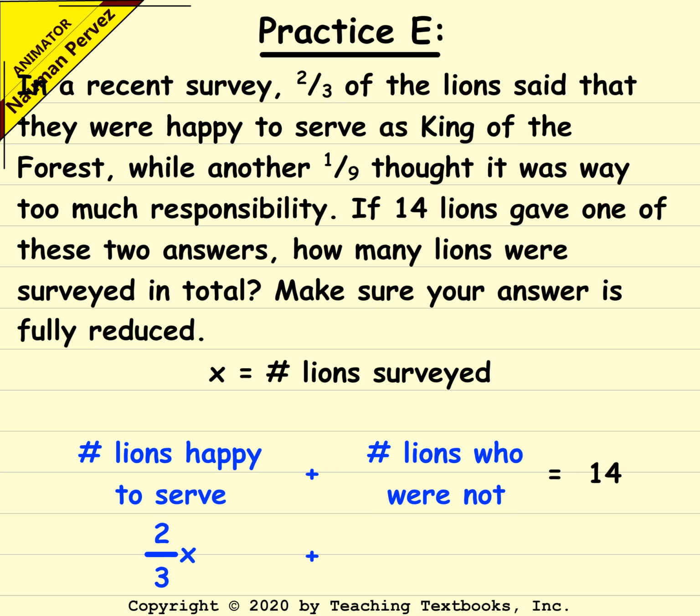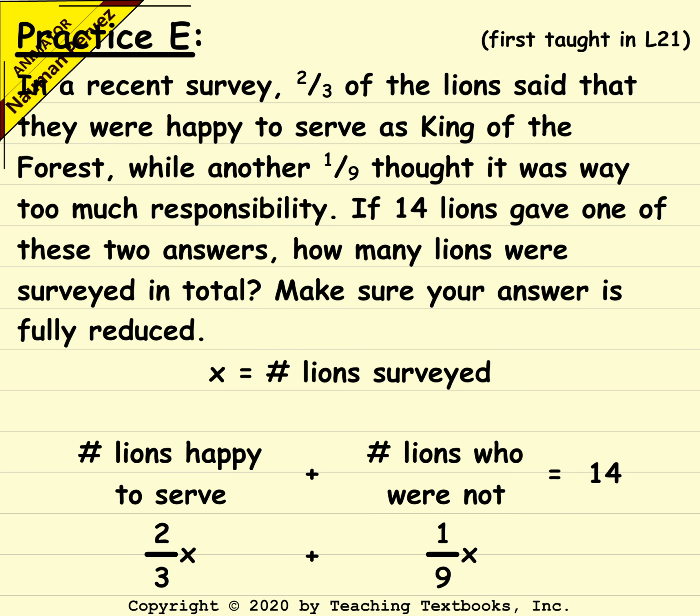And now we need an expression for the number of lions who thought it was too much responsibility, and the problem says that was 1/9 of all those who were surveyed, so we just take 1/9 and multiply that by X to get an expression for these lions. And so we end up with 2/3 X plus 1/9 X equals 14. And now we need to solve the equation.